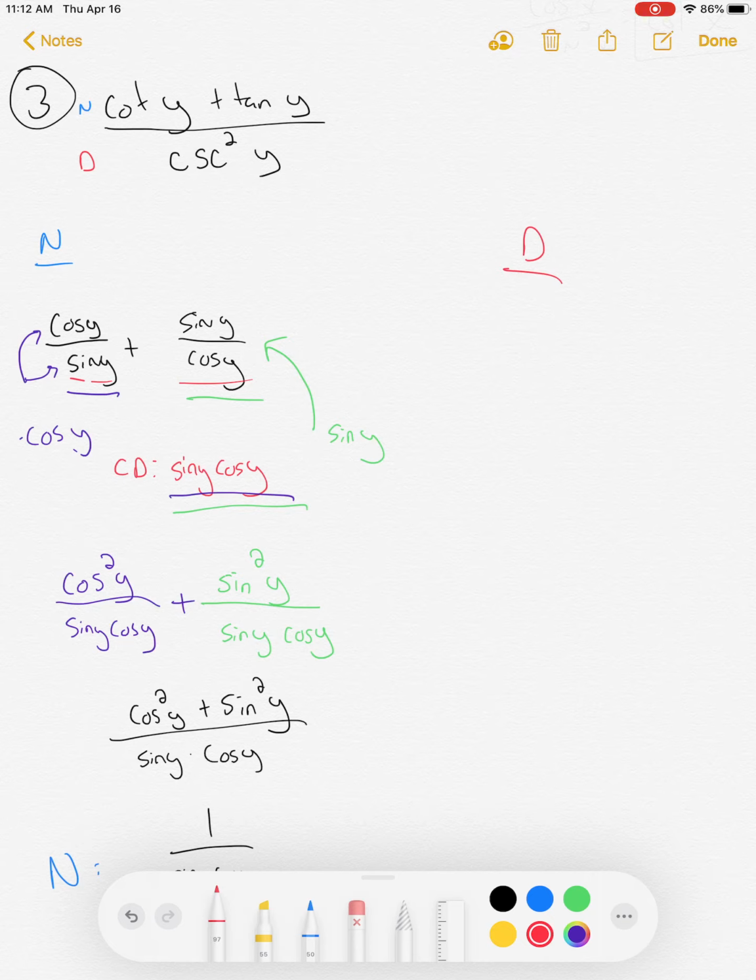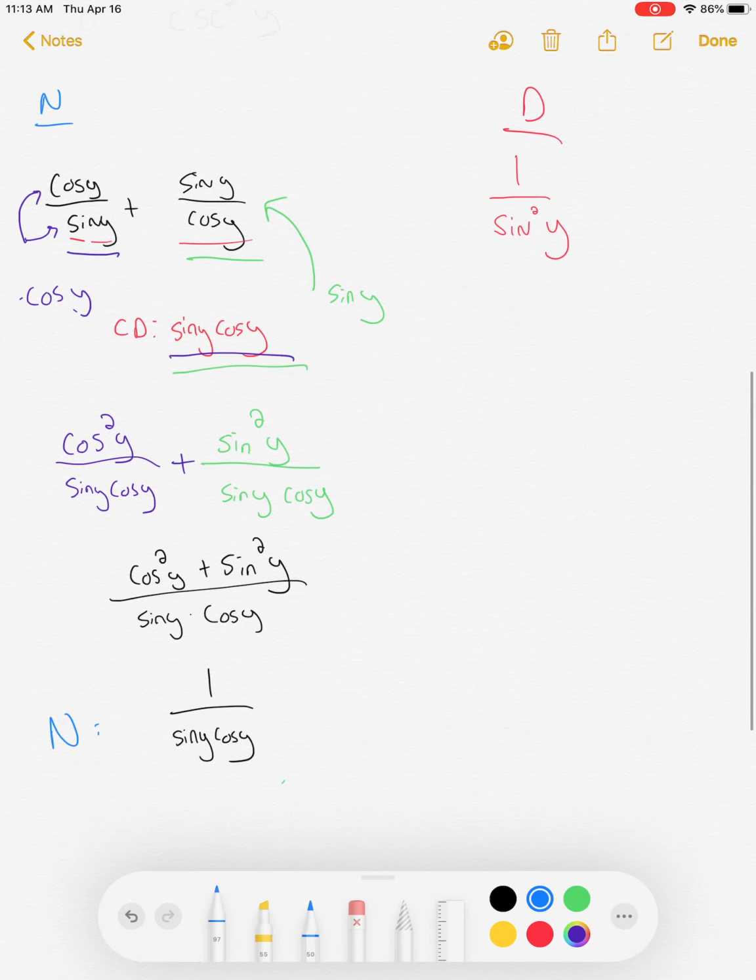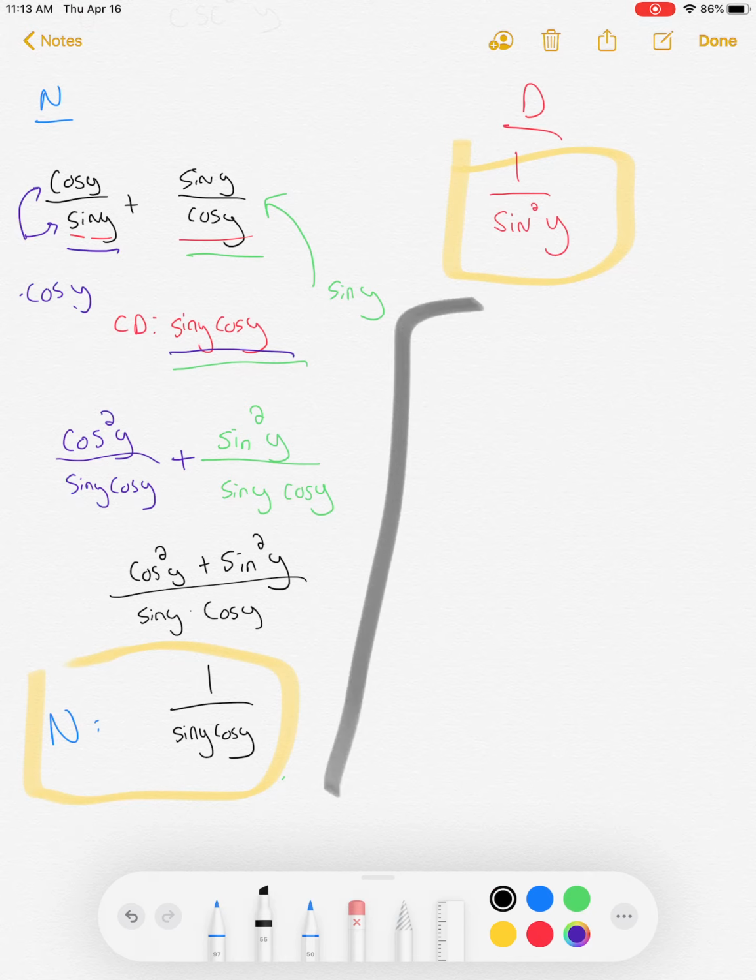Okay, now let's do the denominator. The denominator is cosecant squared of y. So what does cosecant squared of y reduce down to? Well, cosecant is the same as 1 over sine. So this is the same as 1 over sine squared y. I'm going to kind of box this off. So my numerator is here, my denominator is here. So now my numerator, 1 over sine of y, cosine of y, over my denominator is 1 over sine squared y.